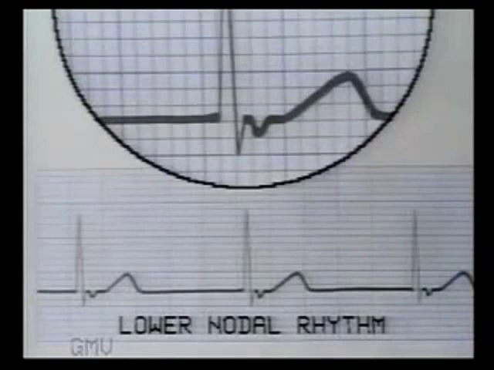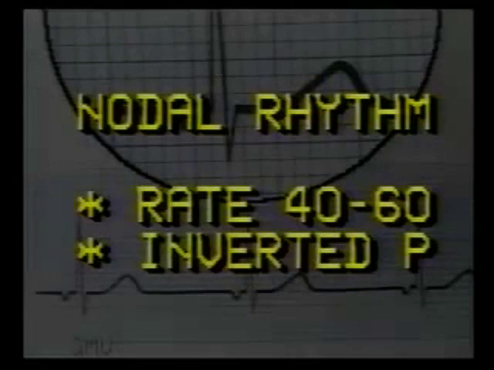This is again a nodal rhythm with slow heart rate, but P waves occur immediately after the QRS complexes. This is called lower nodal rhythm. So the characteristics of a nodal rhythm are: number 1, slow rate of 40 to 60 per minute and inverted P wave just before, within or just after the QRS complex.